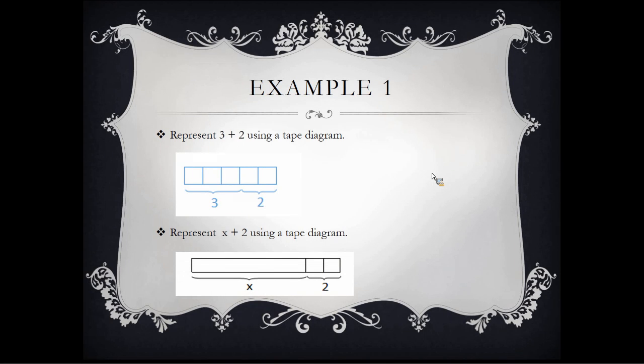If we looked at x plus 2, x is a specific distance. We do not know the distance of x. And that's okay. It can be as long as we need it to be or as short as we need it to be. And then we have the 2 units added on at the end. So that's roughly an idea of what x plus 2 would be.